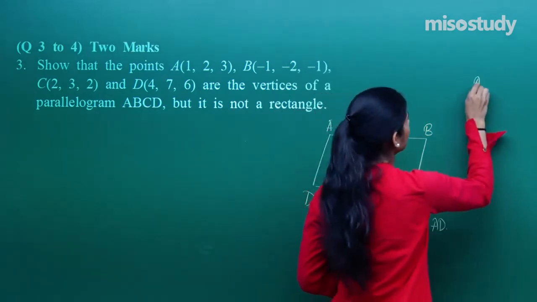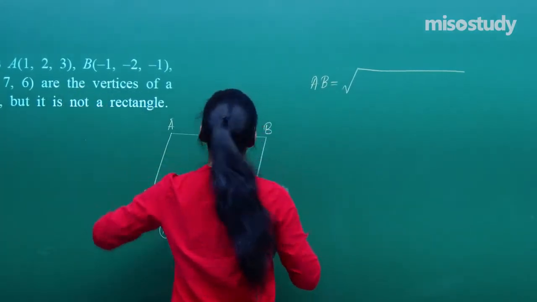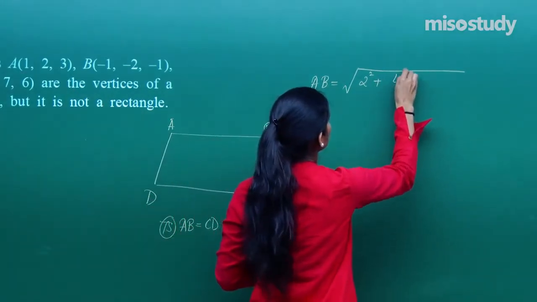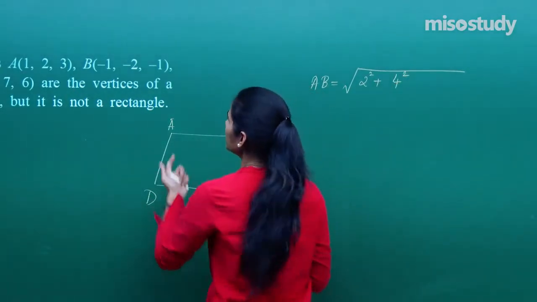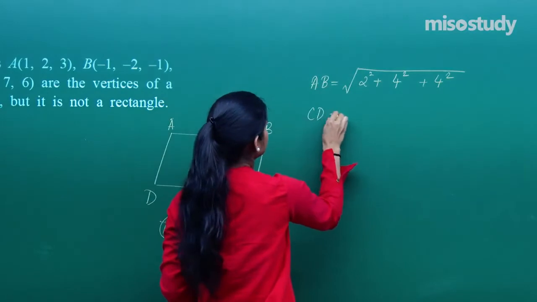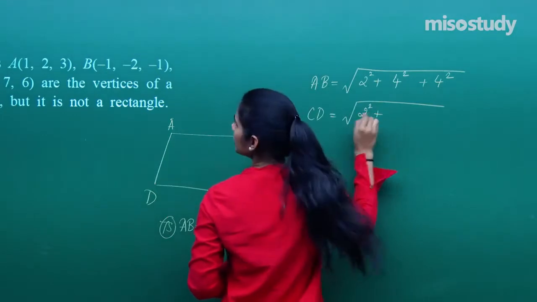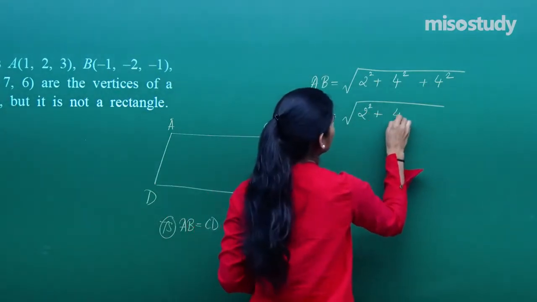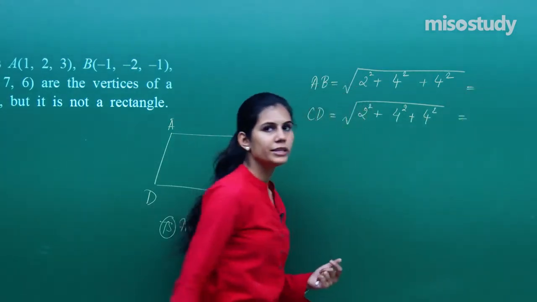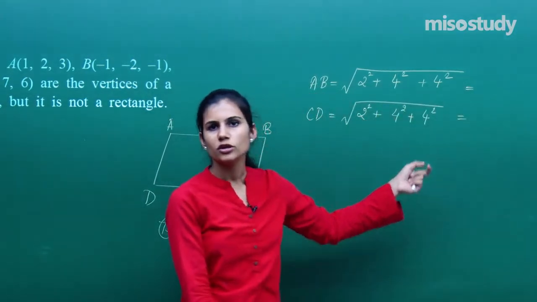Let's talk about AB. -1 whole square, -2 whole square, -4 whole square and 4 whole square is the same thing, -1 -3 whole square. Then I have to calculate CD. CD, 4 -2 whole square plus 7 -3 whole square plus 6 -2 whole square. Let's see if they are coming out to be equal or not. 2 square plus 4 square plus 4 square, 2 square plus 4 square plus 4 square. Of course, this is the same thing.